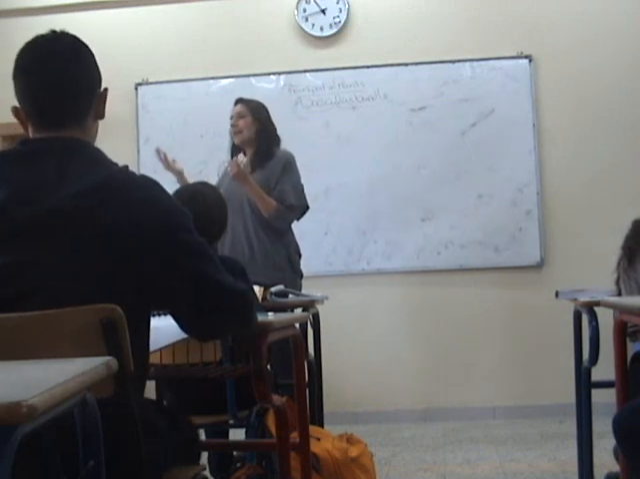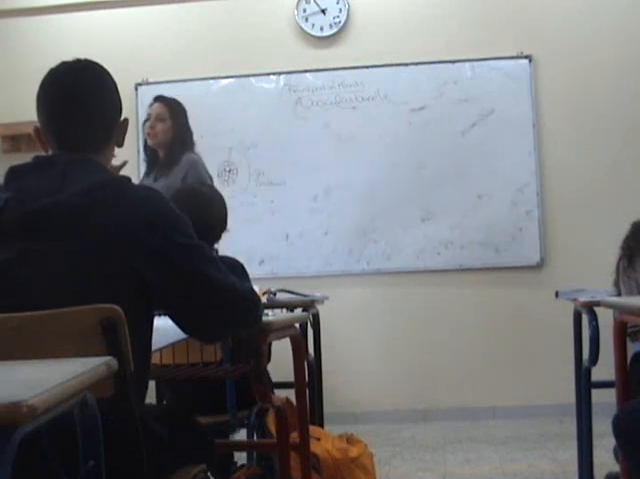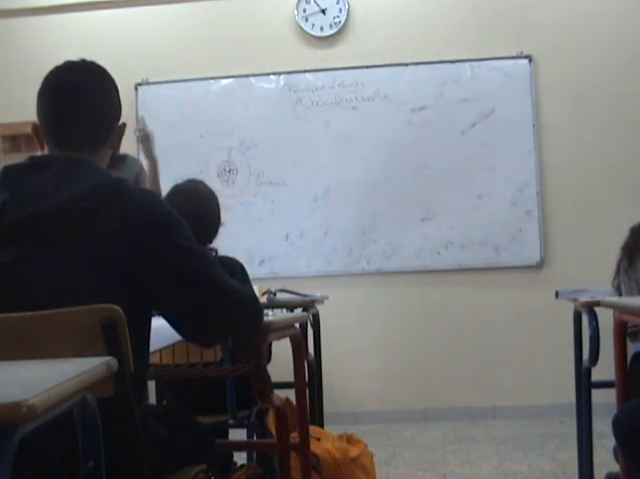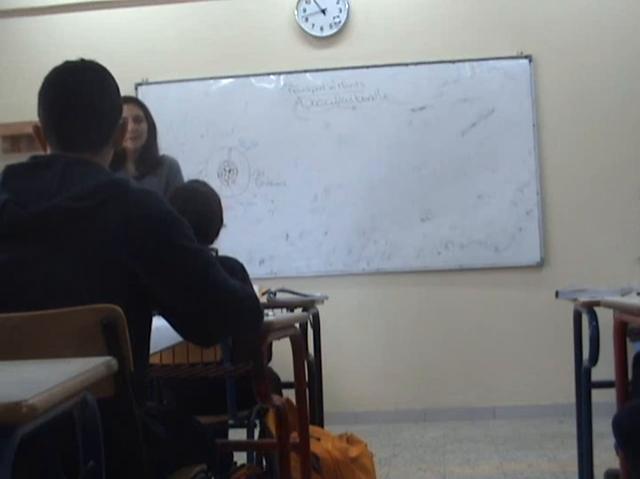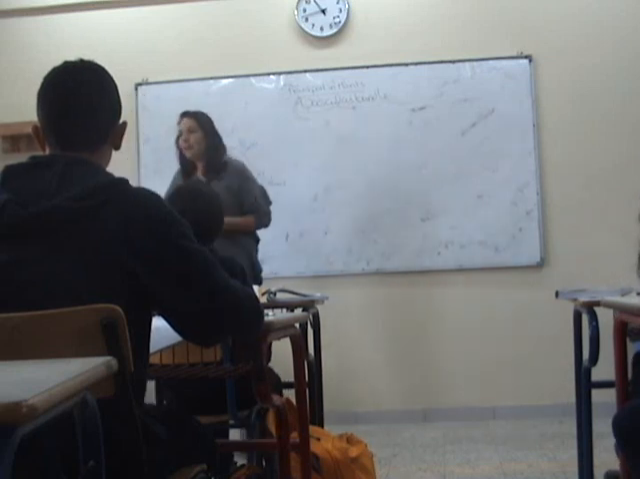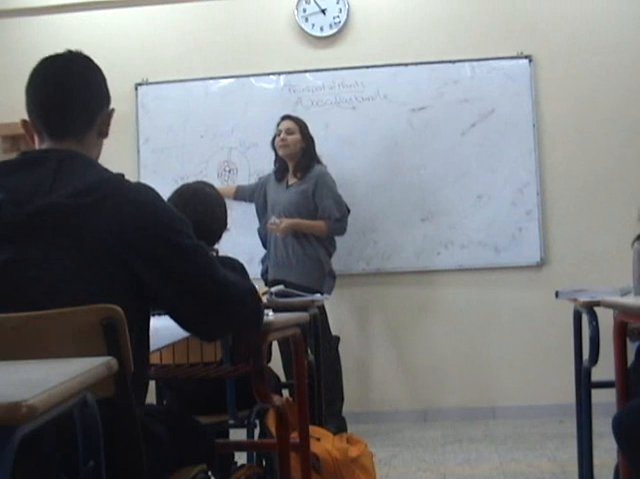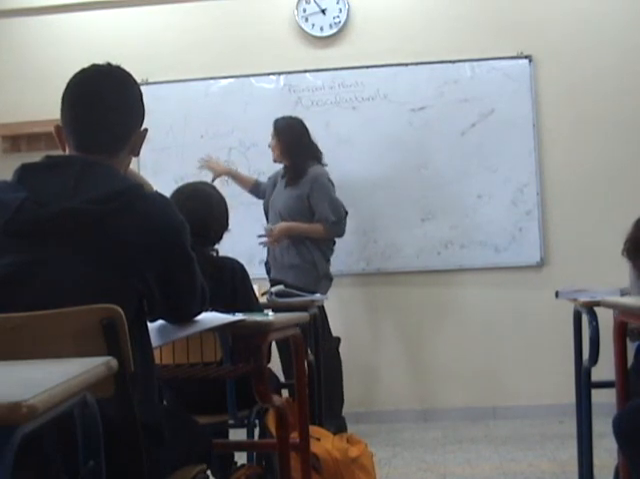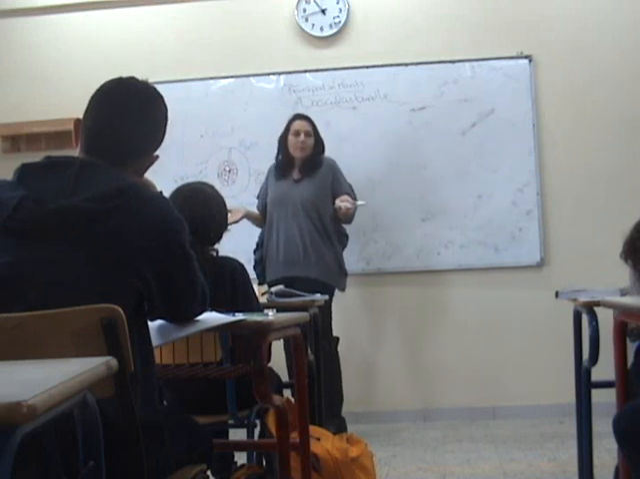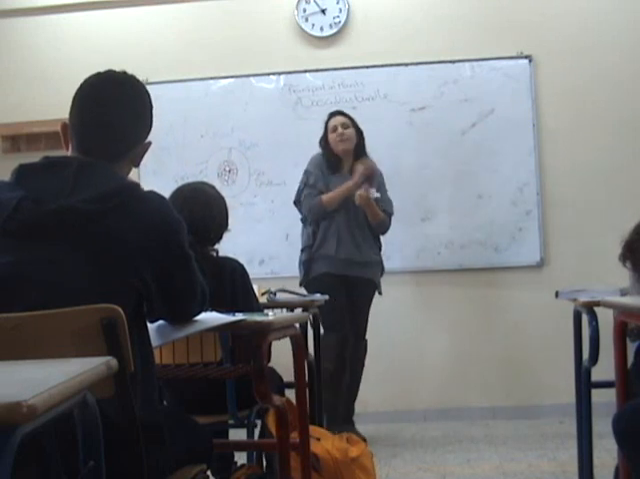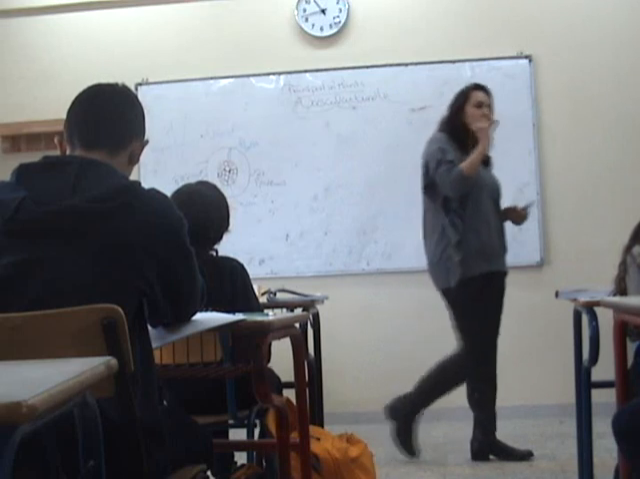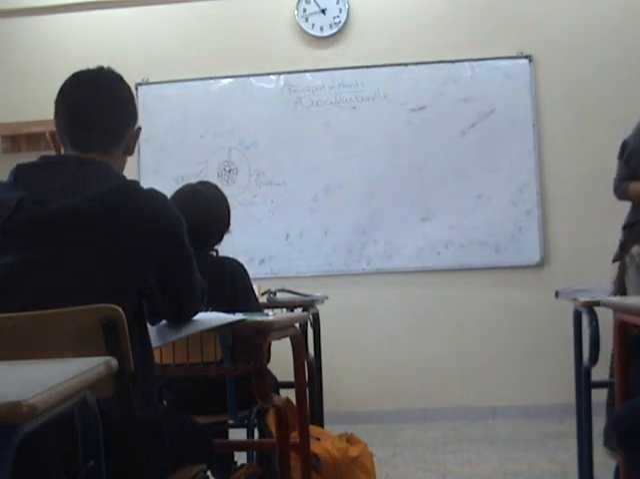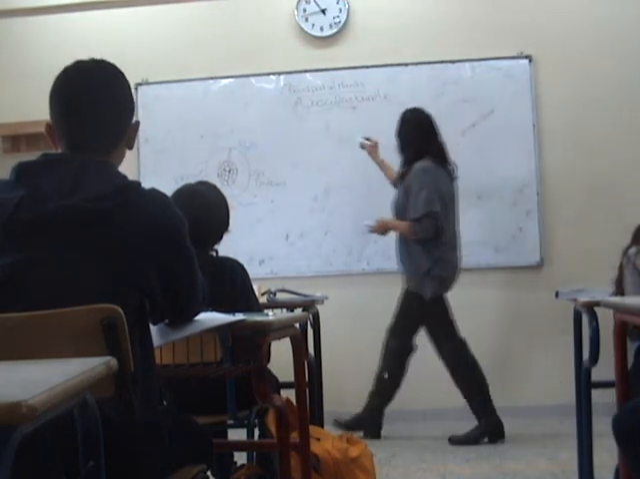Not like the palisade cell, for example, whose function is to carry out photosynthesis, so it has a lot of chloroplasts. Or like the root hair cell, whose function is to absorb water and minerals from the soil, so it has a cytoplasmic extension. These cells, they are just plant cells without a specific function, so they don't have a specific structure. Okay?